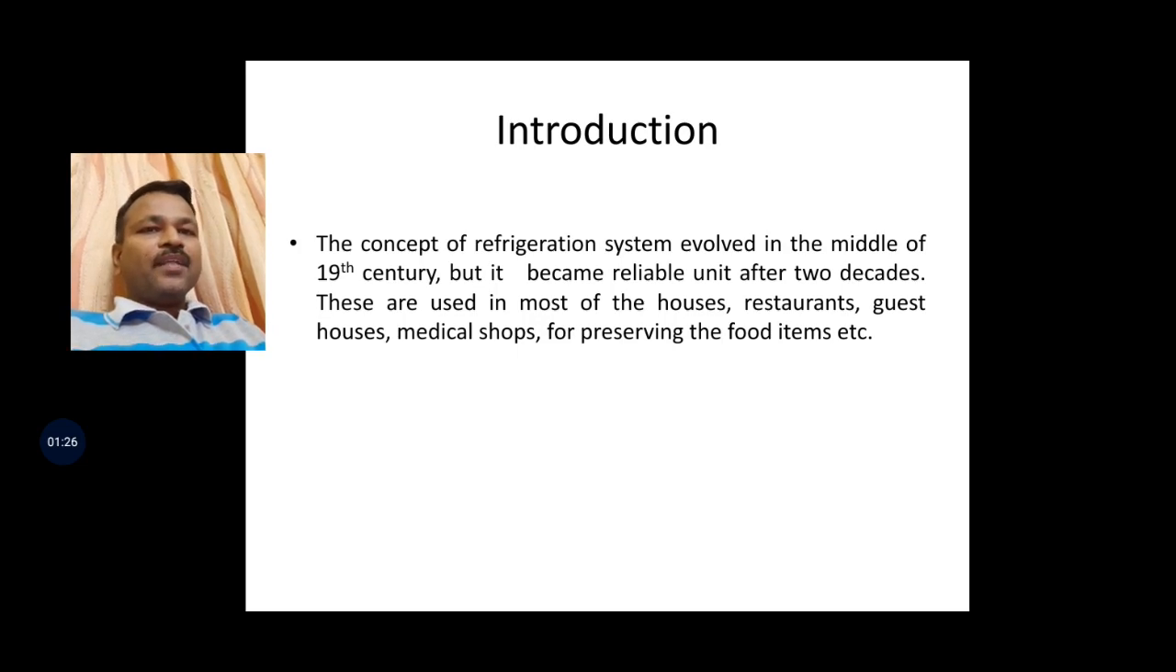Why do you know this? Because in your houses, refrigerators are there, air conditioners are there. We use refrigerators for many purposes: to store food items, vegetables, meat, fish, milk, curd, so many items, you know very well. Medicines also we can store in refrigerators. Medical shops use them, restaurants use them. So refrigeration plays a very vital role in our life.